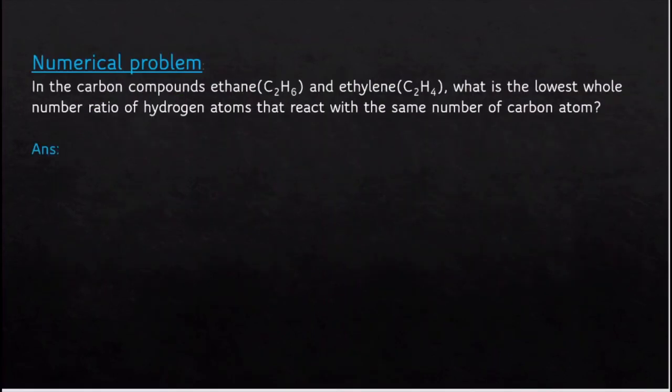We have another numerical problem over here which states that in the carbon compounds ethane, this is the formula of ethane, and ethylene, this is the formula of ethylene. Both these compounds are organic compounds. What is the lowest whole number ratio of hydrogen atoms that react with the same number of carbon atoms?